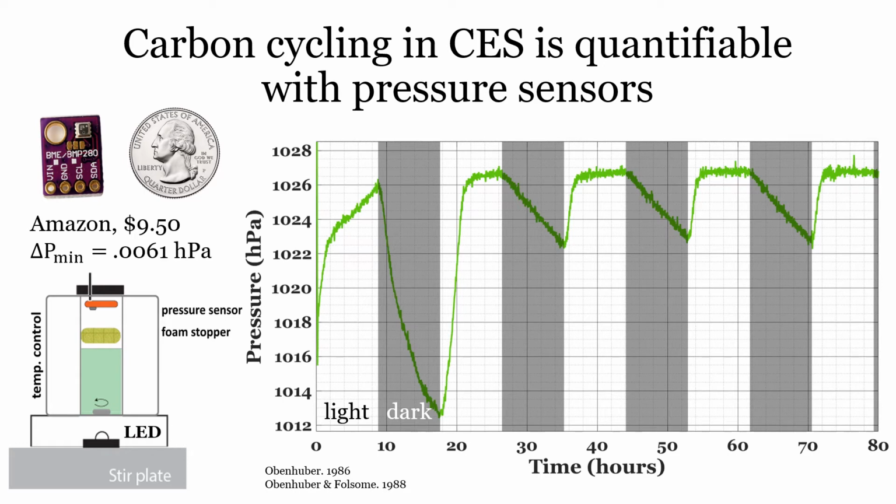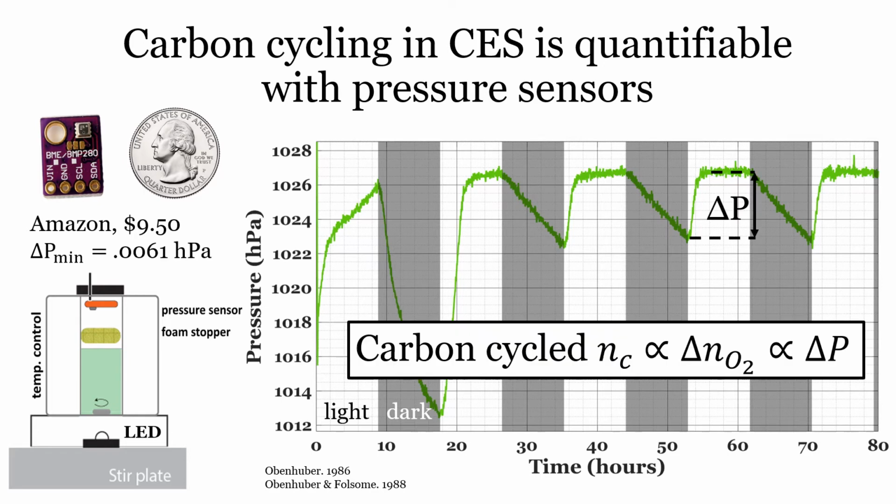To the right, we see an example of data, pressure as a function of time, and we observe stable pressure oscillations within days as a response to the alternating light and dark phases. We performed some calculations to show that the rate of carbon cycling is proportional to changes in moles of oxygen, which in turn is proportional to the amplitude of the pressure oscillations. Carbon cycling can be measured for closed ecosystems in real time by measuring pressure.